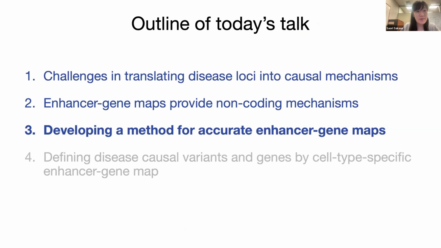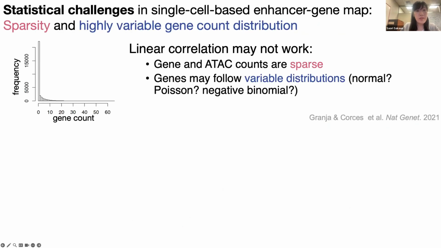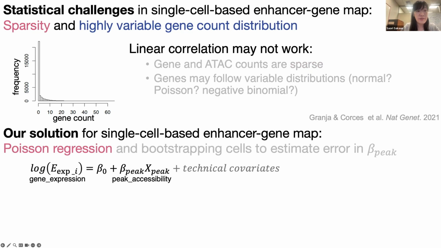But there are slightly challenging situations to develop such a method for accurate enhancer-gene maps, especially in single cells. So as you can imagine, single cell data is very sparse. These counts don't normally distribute. It's a very sparse, zero-skewed distribution. So the standard correlation strategy assuming linear regression may not work, because that assumes a normal distribution of the counts.